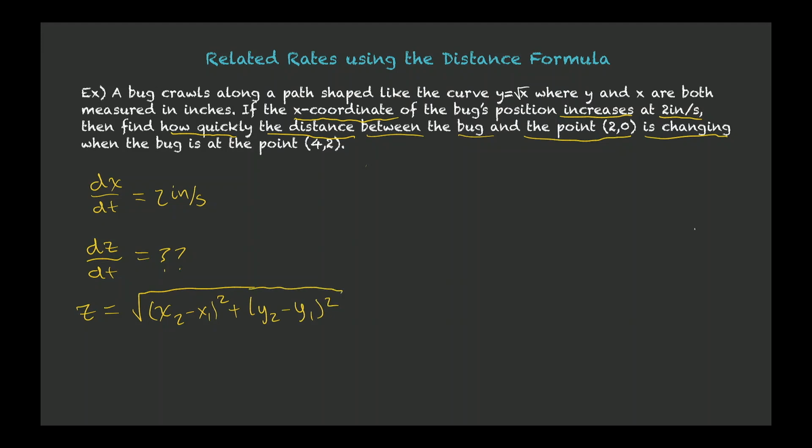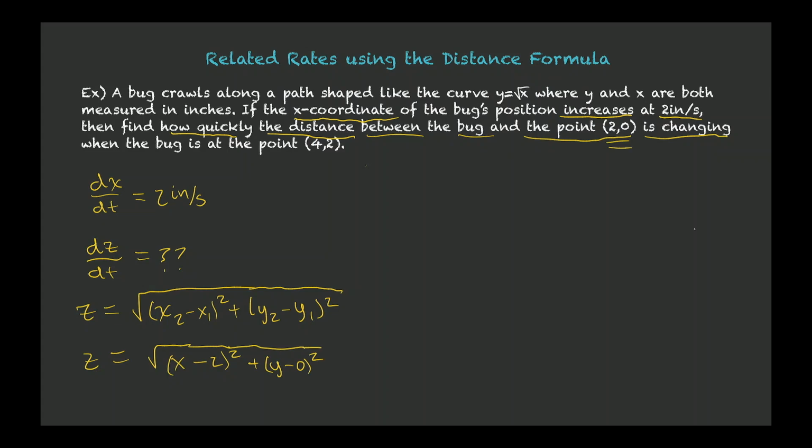Now when we find this expression, we want to make sure that things that aren't changing are fixed, because we have too many variables underneath here right now. It's asking how quickly the distance to the point is changing, but that point is not changing at all, so we can plug it into the distance formula and simplify. We get z is equal to the square root of (x minus 2) squared, and I no longer need that x sub 2 because I don't have two x's anymore, plus (y minus 0) squared.